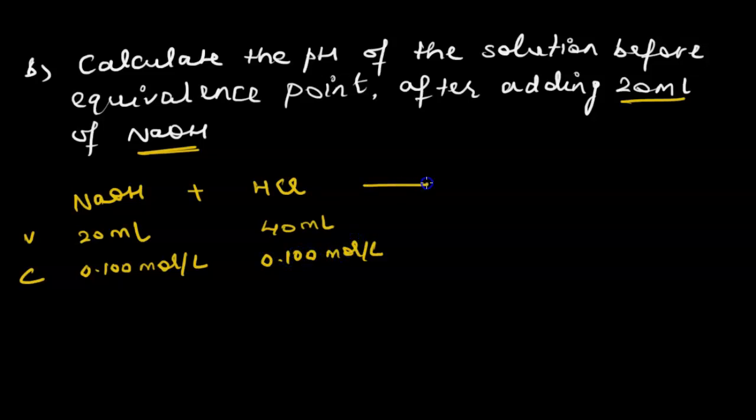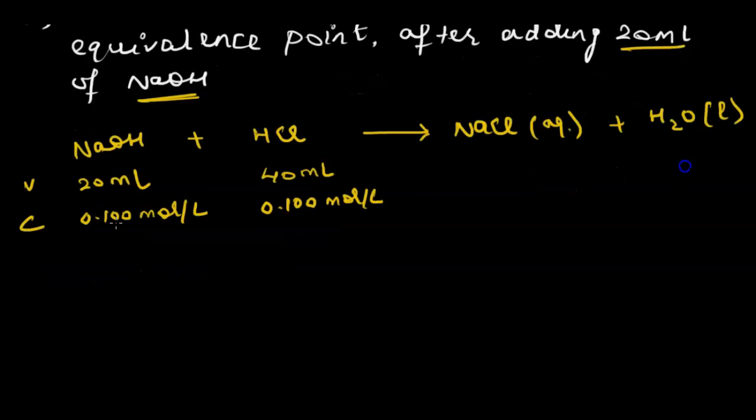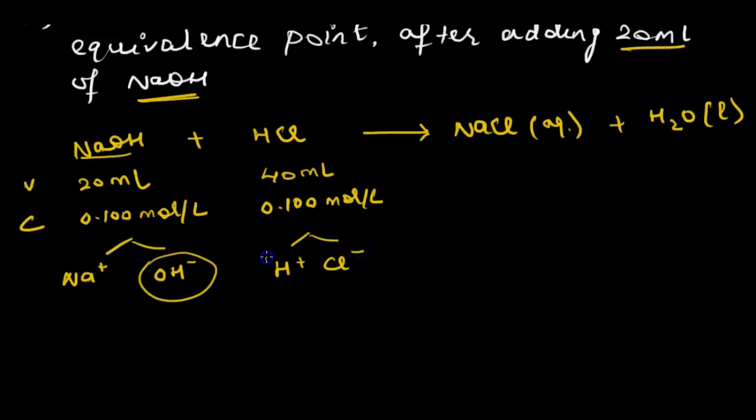When these two react, it is going to give us NaCl, that's an aqueous salt, and liquid water. So basically how this NaOH has split up is, it has given off Na positive and OH negative. HCl splits up to give us H positive and Cl negative. OH negative and H positive is going to react together to form water, and Na positive and Cl negative will react together to give us NaCl.